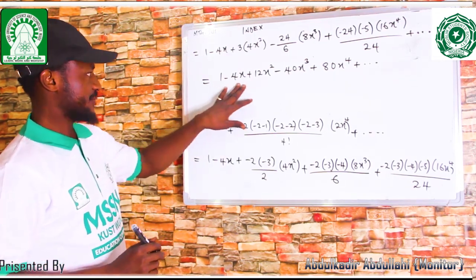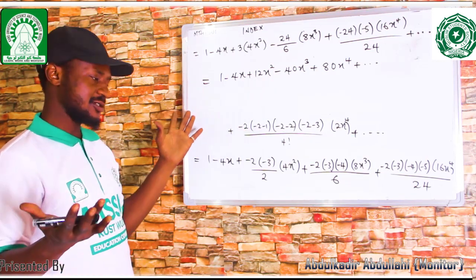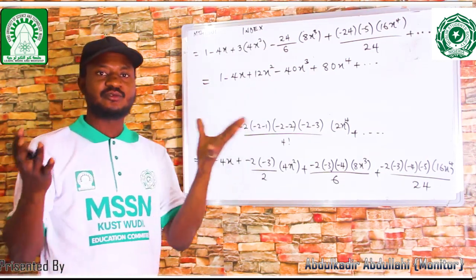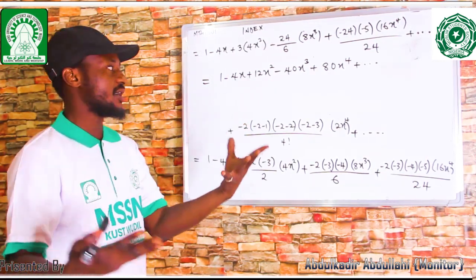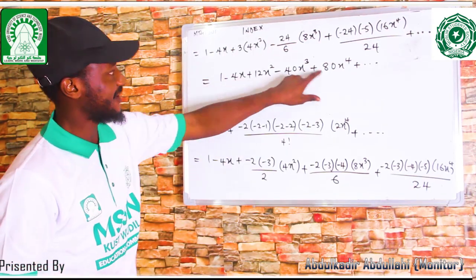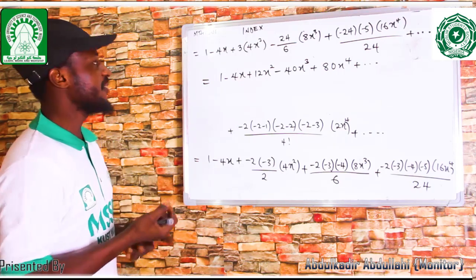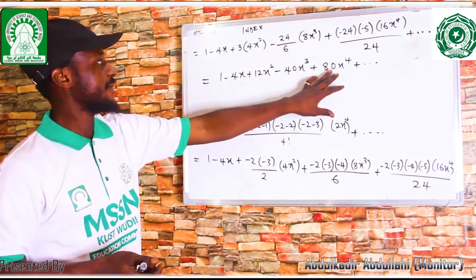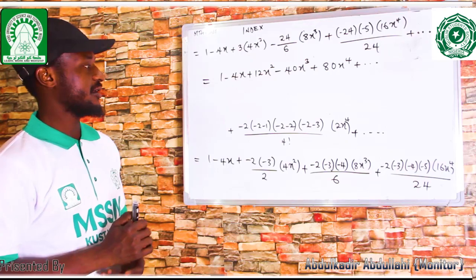So in case of expanding this one, some questions might just ask to expand up to some term. In our own, we expanded up to how many terms? 1, 2, 3, 4, 5. We expanded up to the 5th term, and the 5th term here is 80x power 4.